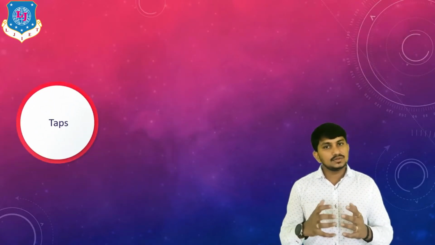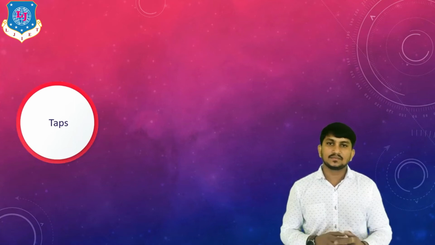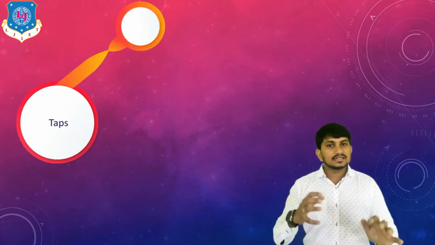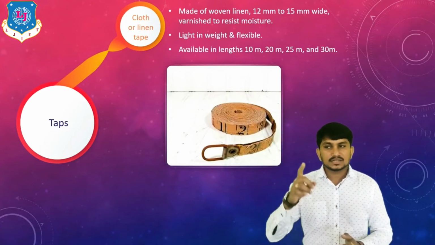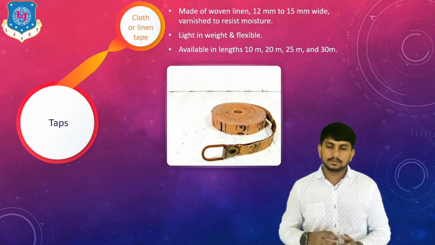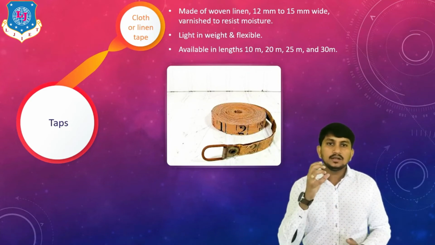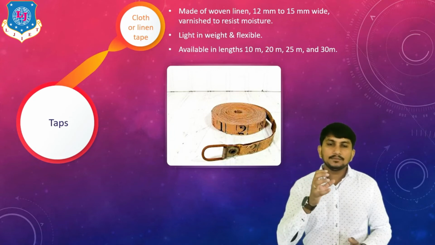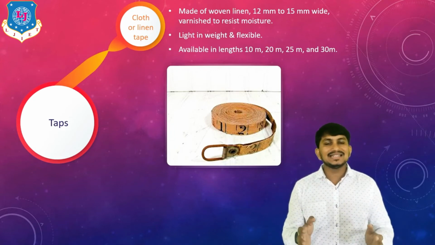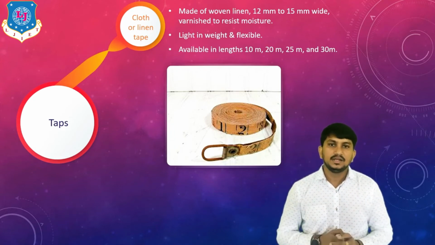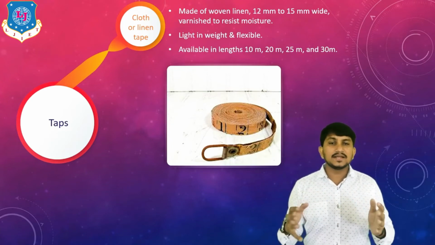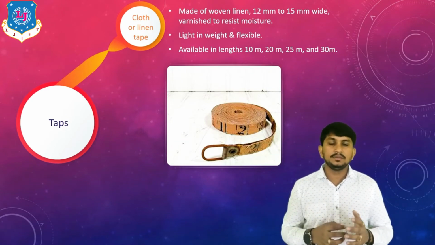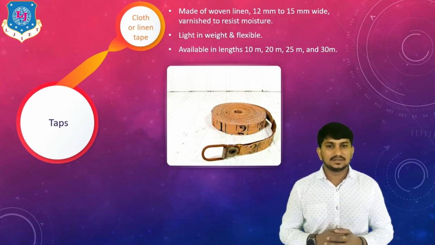Tape instrument is also used for taking distances. It is used for smaller distances. There are various types of tapes available based on material used. First type of tape is cloth or linen tape. It is made of woven linen about 12 mm to 15 mm wide and varnished to resist the moisture. It is light in weight and flexible. It is available in various lengths like 10 meter, 20 meter, 25 meter, 30 meter, etc.